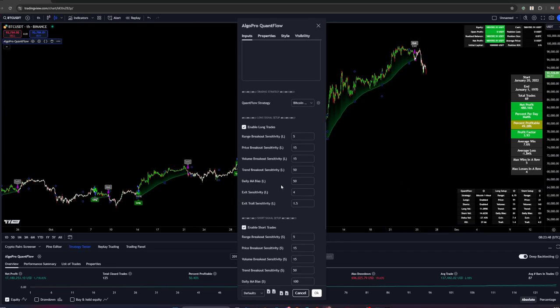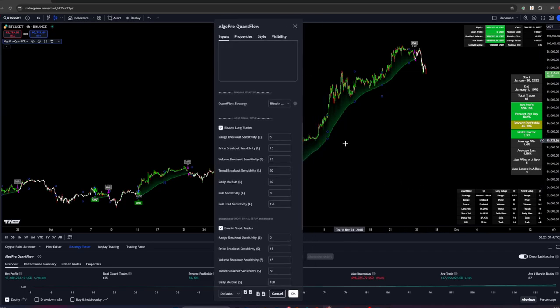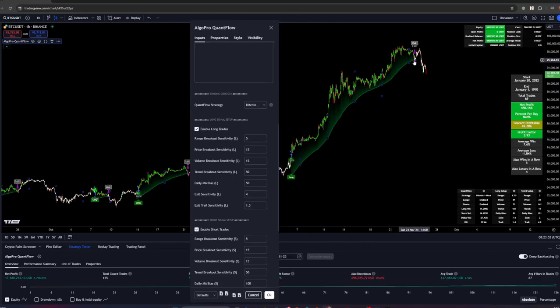Now, QuantFlow uses a trailing system to close out trades. This is an instant exit once it hits this trailing line. We're using a mixture of ATR values for our exit sensitivity, which you can adjust here. And we've also doubled that up with being able to customize the trail speed of that ATR as well, which really helps fine tune how fast or how slow it trails the price action to be in your favor.